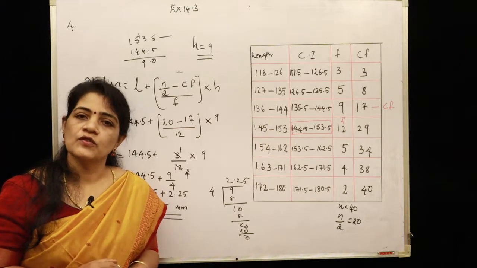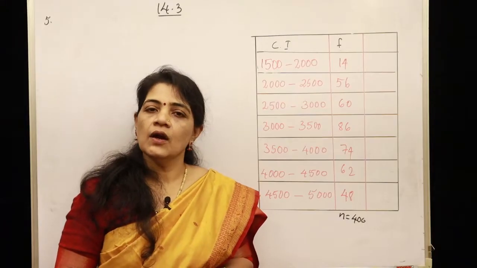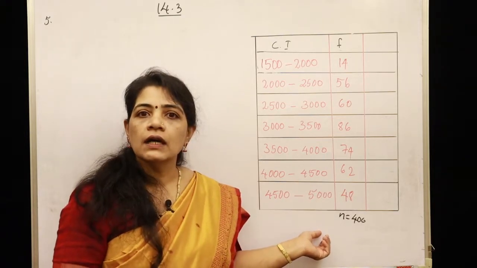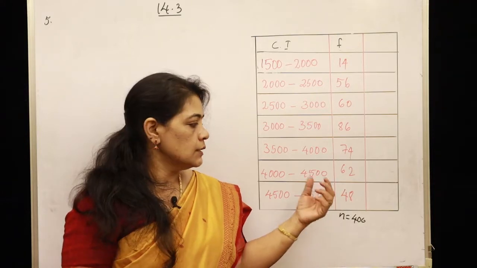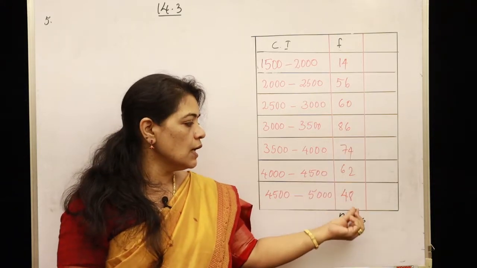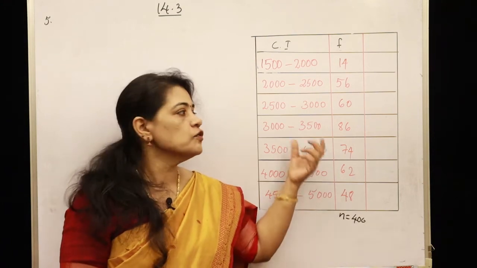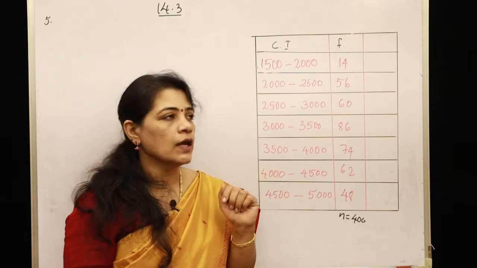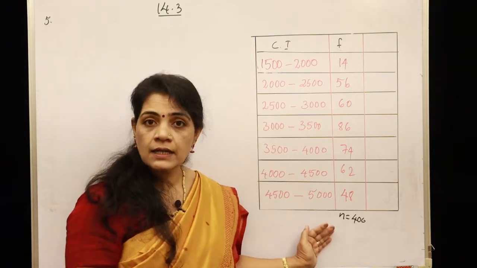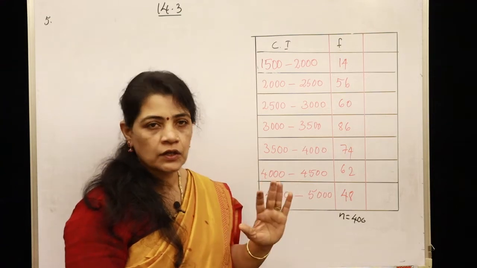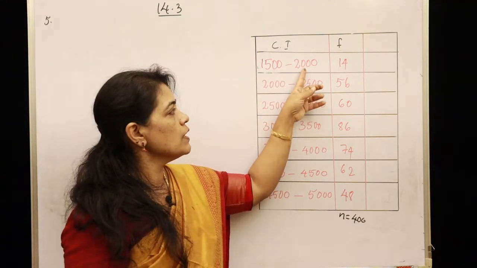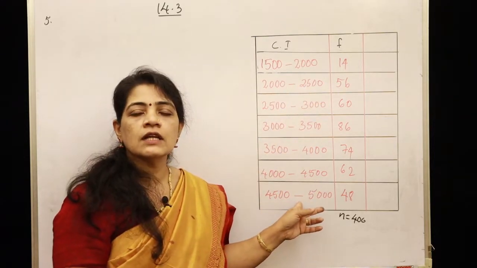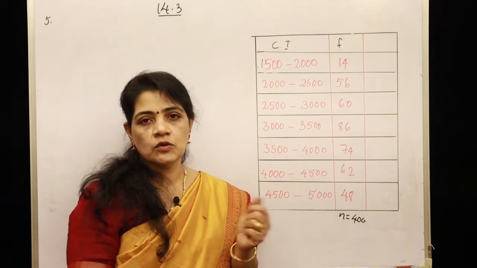Now we are moving to the fifth question. Here in this fifth question, we are given the lifetime of 400 neon lamps. We have to find the median lifetime of a neon lamp. Understood? Since it is in class interval form, first we check whether it is continuous. That means the upper limit of the first class interval and the lower limit of the second class interval are the same. Likewise for all the class intervals, so this is a continuous frequency distribution.